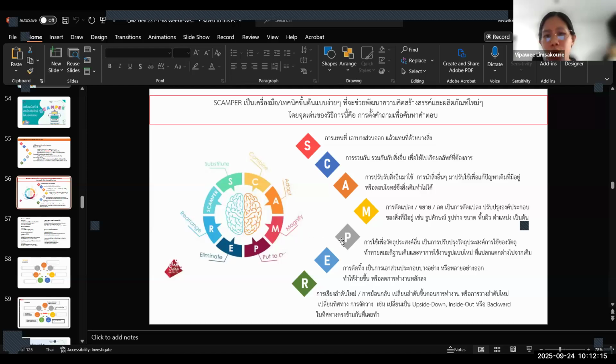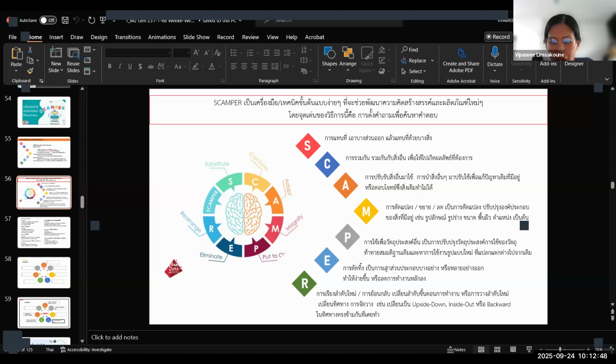P stands for put to other use. We may create a product with one objective, but later on you could use this product for another objective as well. For example, space applications. When they developed walkie-talkies, later on we could use walkie-talkies in another field, or like pagers.